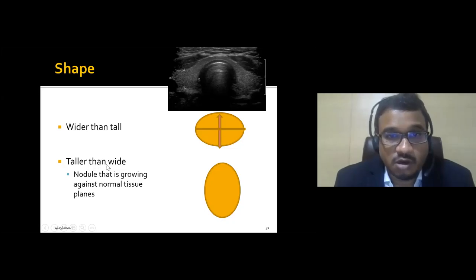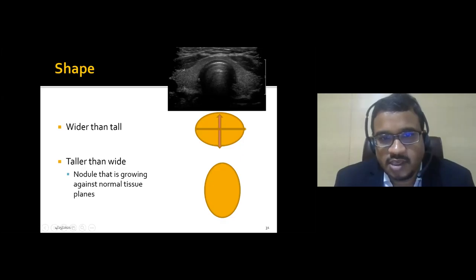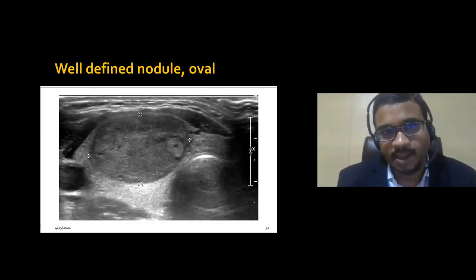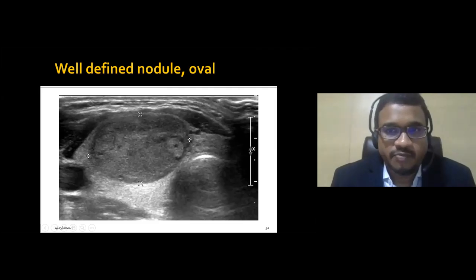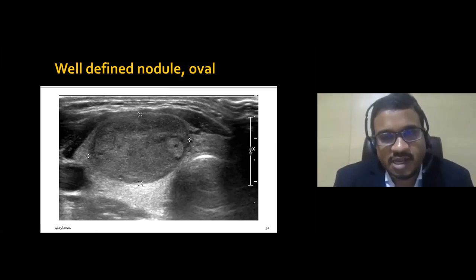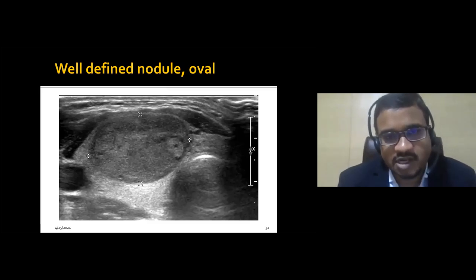Or you have what is called taller than wide. Taller than wide means the antero-posterior dimension, this to this, is more compared to the transverse dimension. That means the nodule is growing against the tissue planes, and these are suspicious for malignancy. Here, this entire thing is the thyroid gland on the right side, and you have a nodule here. The nodule is well-defined, but that is not the only feature which determines malignancy. You have to add up all the other features to calculate the risk, which will be described in the next talk.